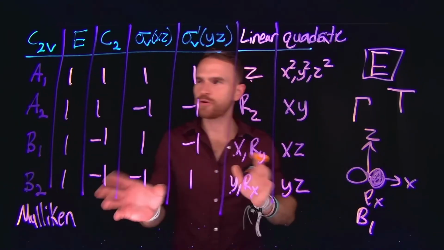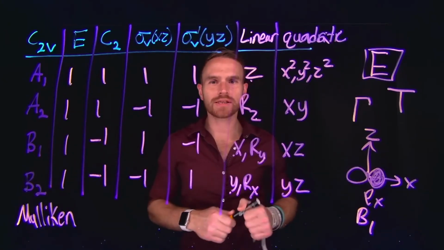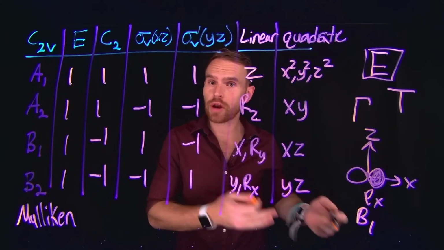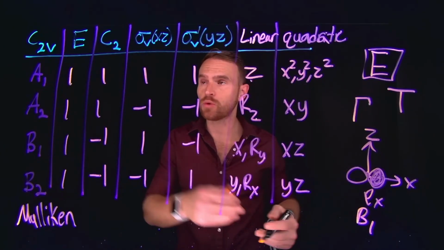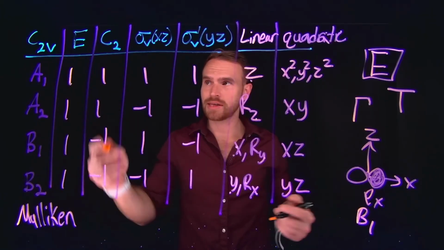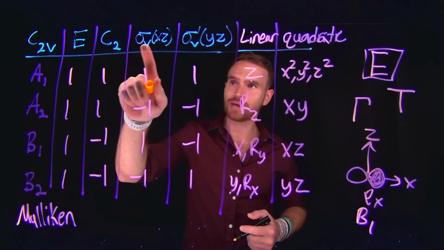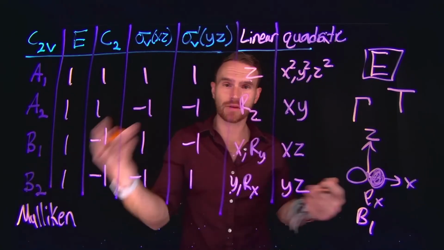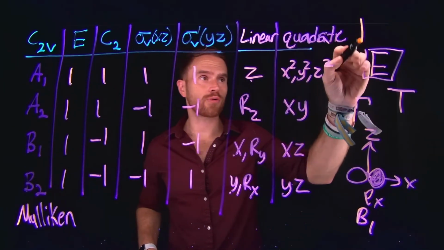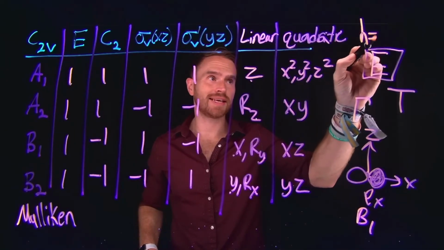Let's talk about a few more features of a character table. We can determine the order, which is the total number of operations possible for a specific point group, which in the case of C2V, we see that there's one identity, one C2, one sigma V, and one sigma V in the YZ. This means that our order, which is given the symbol of h, is equal to 4.